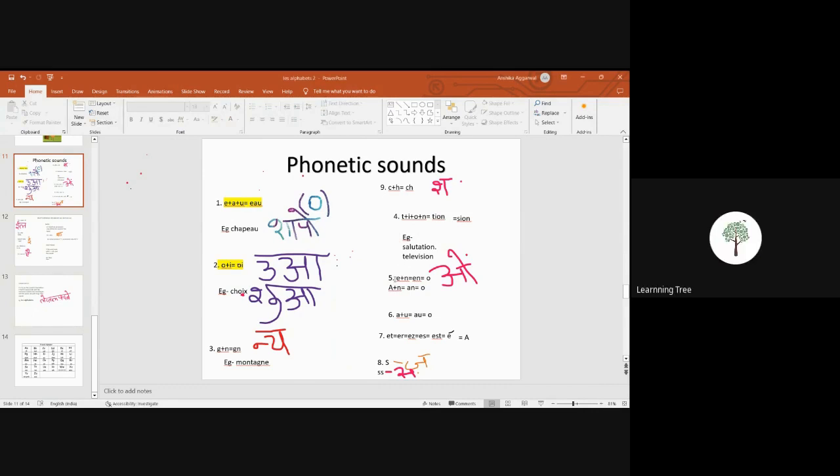Next sound is en and on. Now, basically, in both the sound is o, but there's a slight difference. In en, I have to give a little bit of sound of n from my nostrils, whereas on would be different. All right. So, Mithil, what would be the sound of ch?